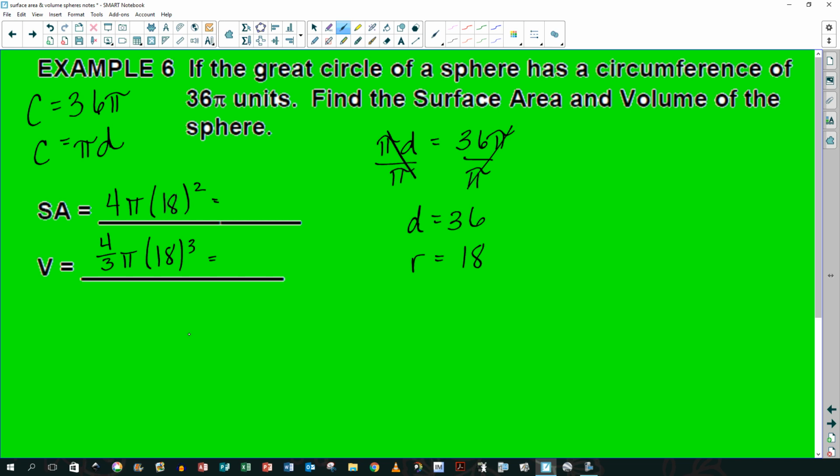So 18 squared times 4 is 1296 pi units squared. And this is 18 cubed times 4 divided by 3, 7776 pi units cubed. Questions?